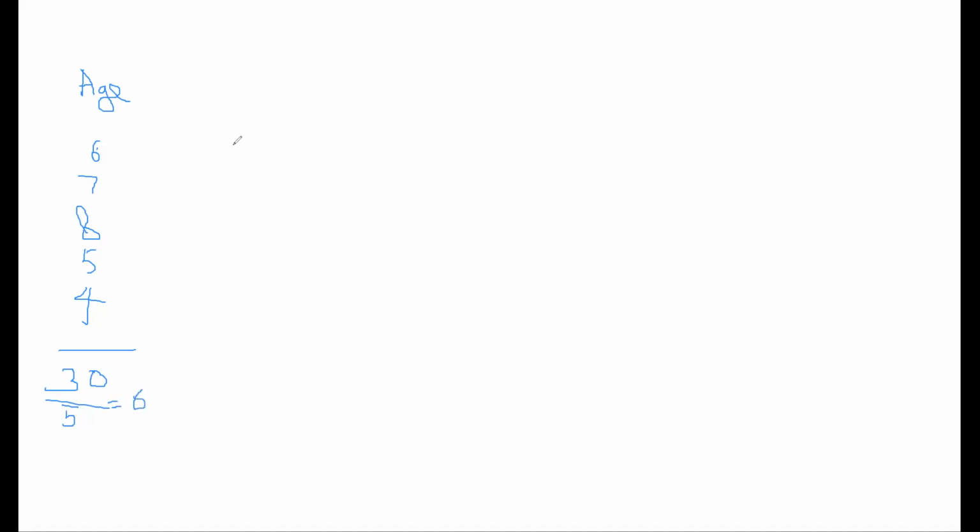Now let's look into this. If I compute 6 minus 6, 7 minus 6, 8 minus 6, 5 minus 6, 4 minus 6, what do I get? Here I get 0, here I get 1, here I get 2, here I get minus 1, here I get minus 2.